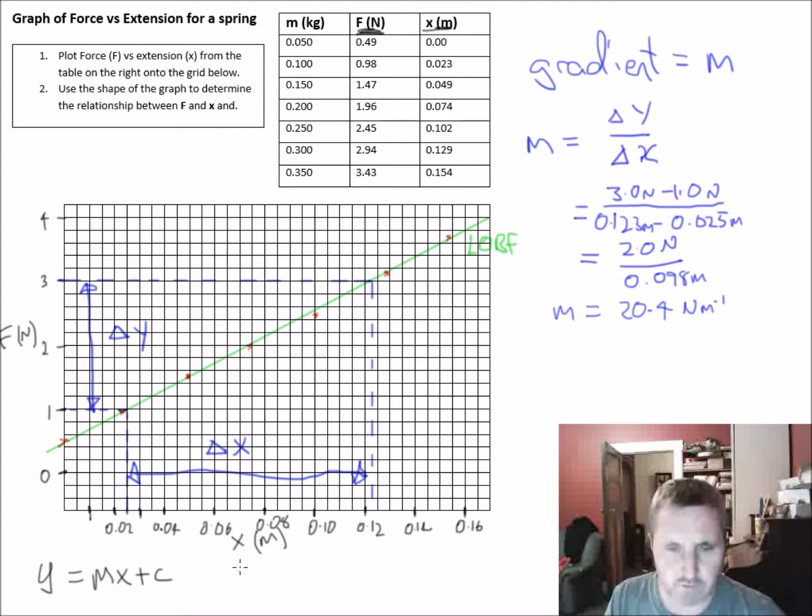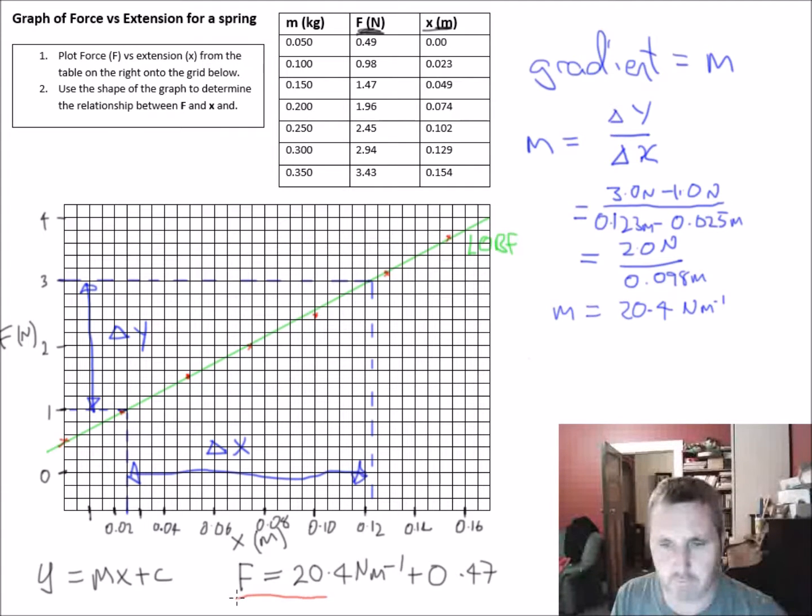So let's put in f instead of y equals, put the gradient for m, including the units, which are meters per newton. Sorry, newtons per meter. Let me just change that. Here we go. Newtons per meter. Then we get the c-intercept, which is 0.47. That is the graph equation for this graph, for this linear graph.